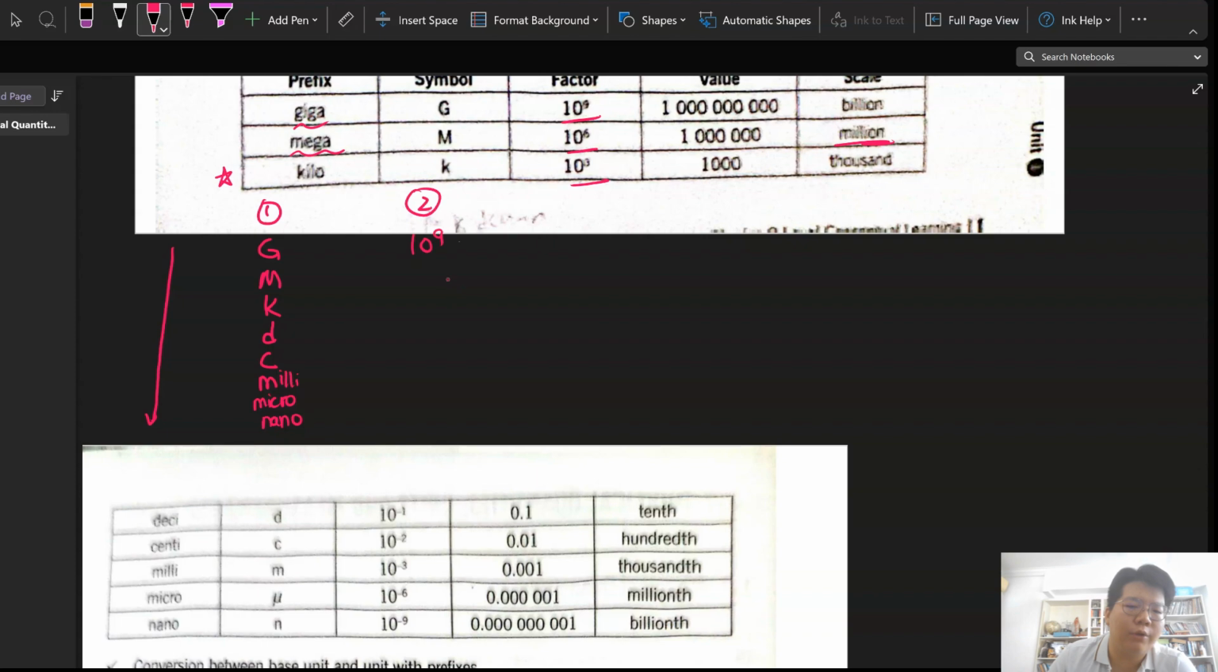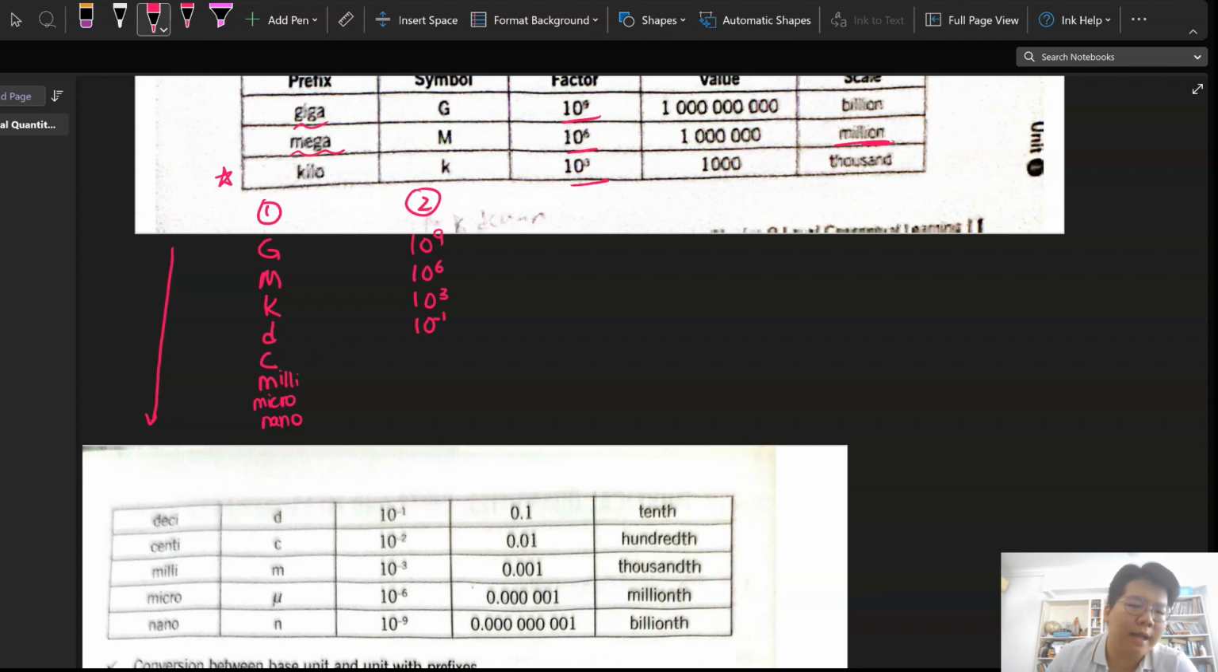And then for every one that you go down, for example, the next one is mega, you will have to deduct the power by 3. So mega will be 10 power 6, kilo will be 10 power 3. So far so good. Now comes the slight tweak. So your deci, always remember, starts with 10 power negative 1.